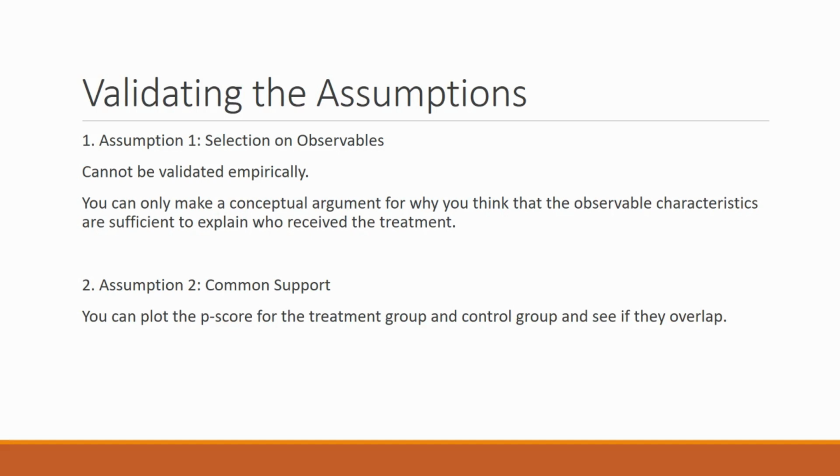Well, first we calculate our propensity score for everyone in the data set, and then we create a plot. We plot out the propensity score for the treatment group and the control group separately, and we see whether or not those propensity scores overlap. Let me show you what I mean by that.